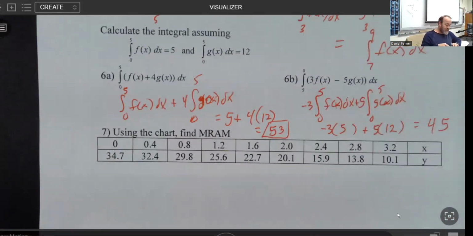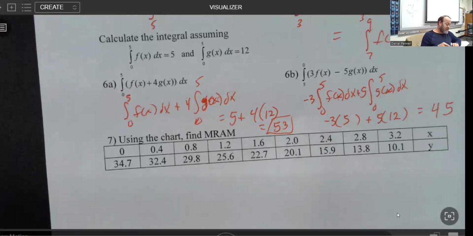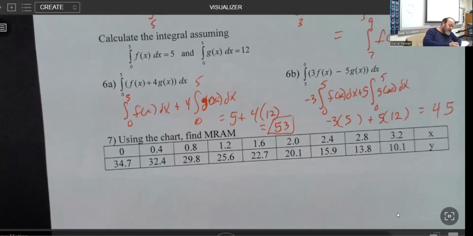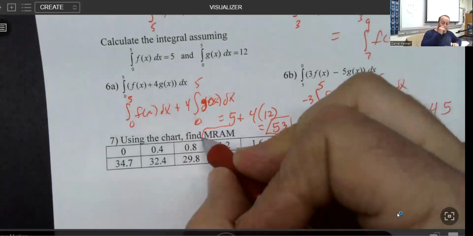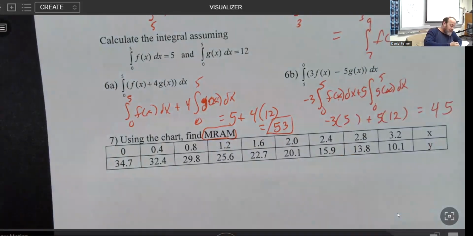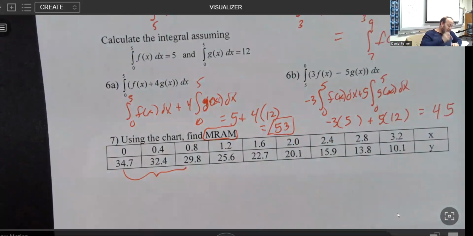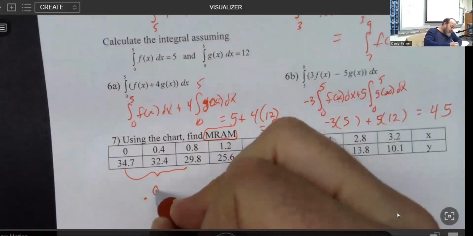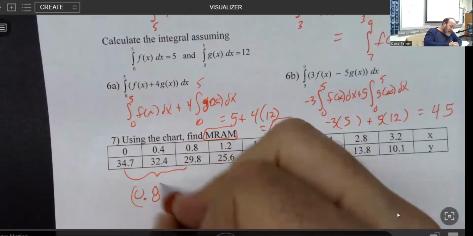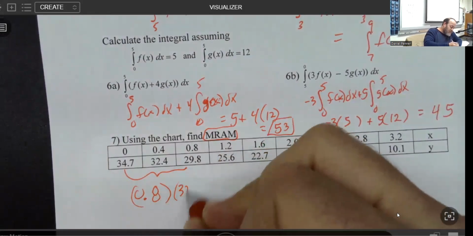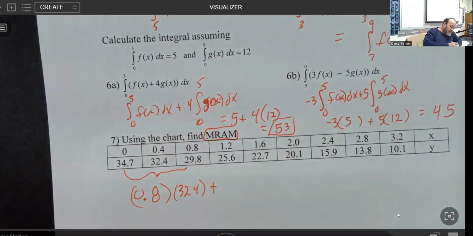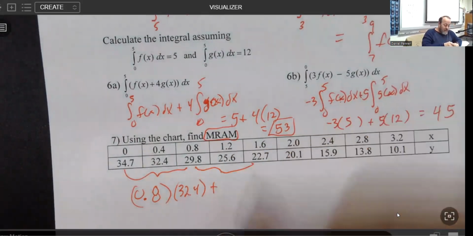I'm hoping this works because I've been told that my hard drive is getting full. But nice, easy little problem, because midpoint Riemann sum off of data is one of my favorites, because I'm going to find a data set that goes from here to here. So the middle, this is a data set that's 0.8 units wide, and the middle would be 32.4 plus. Now keep in mind, when I find the middles, I'm going from here to here.